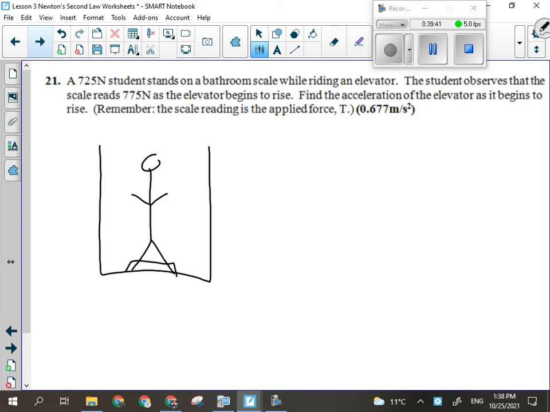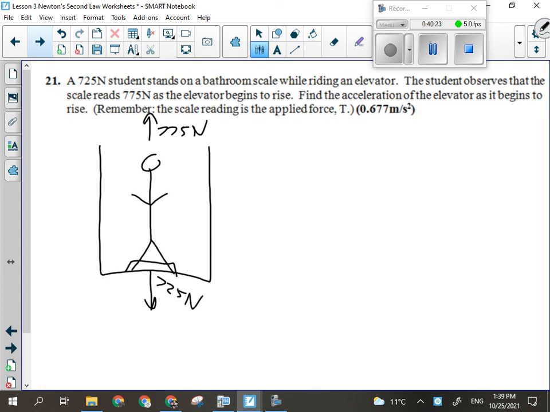But if you've ever ridden in an elevator, you know that you feel lighter and heavier depending on which direction you're going. In this elevator, as the elevator begins to accelerate upwards, the scale reads 775 newtons. What the scale is showing is how hard the floor is pushing up on the person. So that's reading the upwards force. The upwards force is 775 newtons. What's the downward force? 725 newtons.